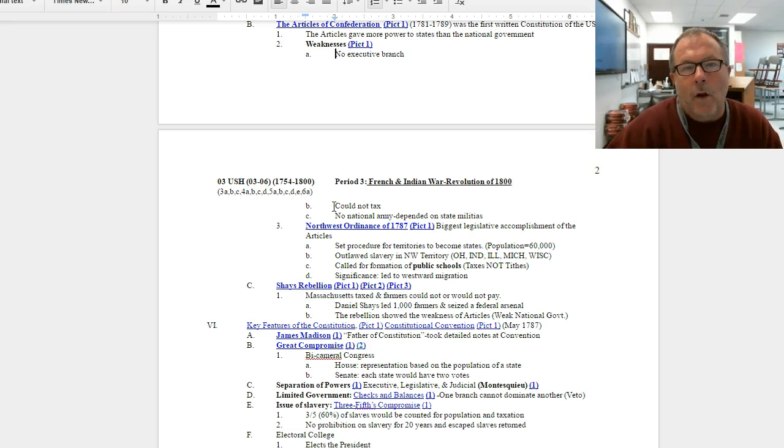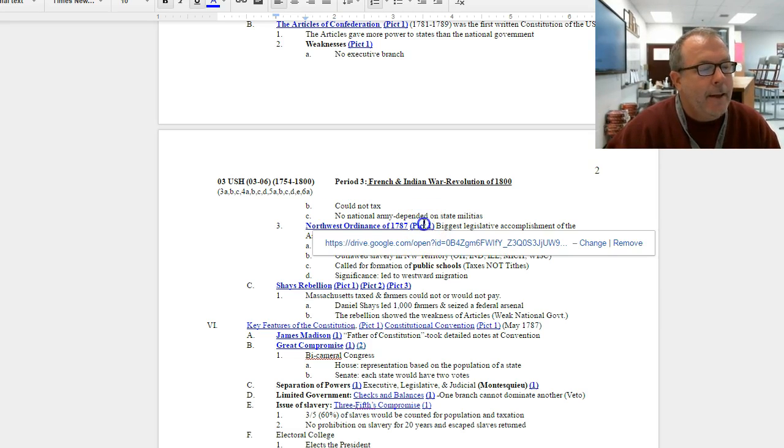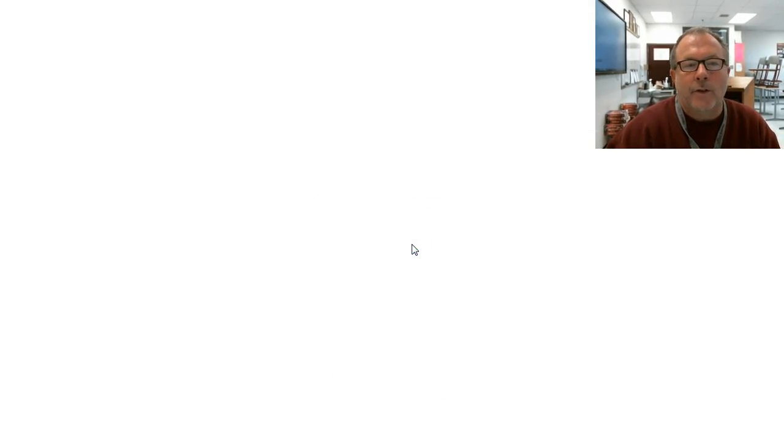And then no national army. They did not want another case of redcoats or British men like the British Army coming into their homes, like the Quartering Act, or forcing them to follow the rules of the national government. So they took the power of the national government to have an army away and gave that power to the states and allowed the states to form militias.